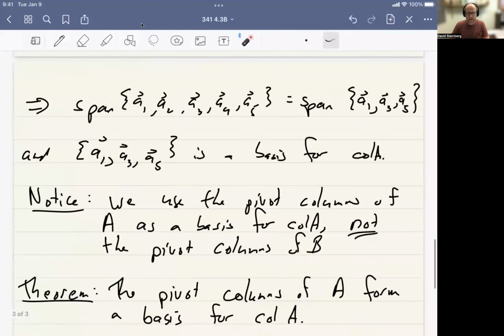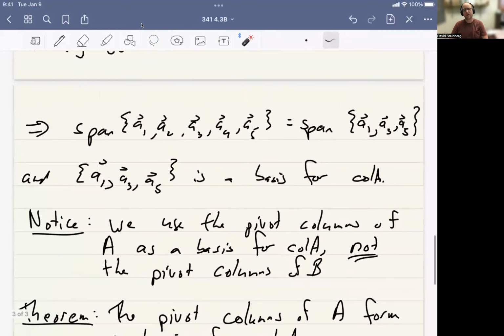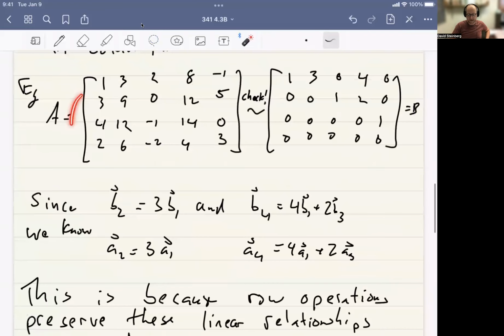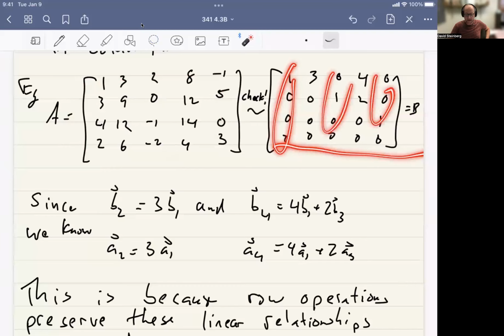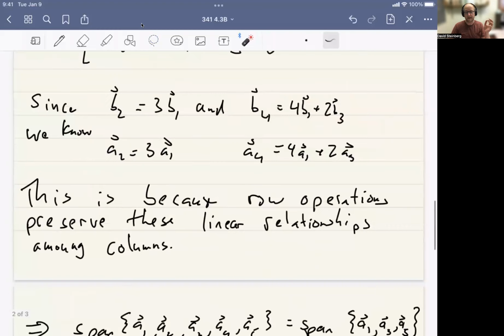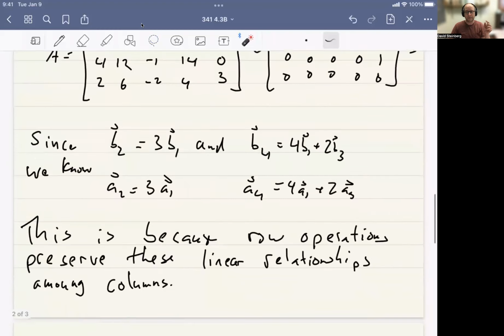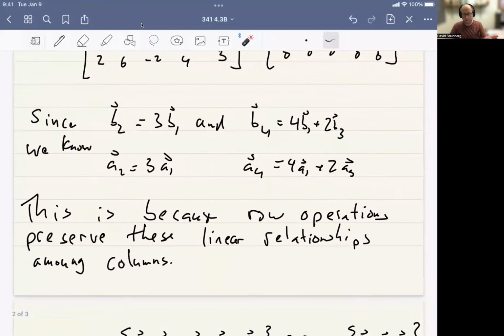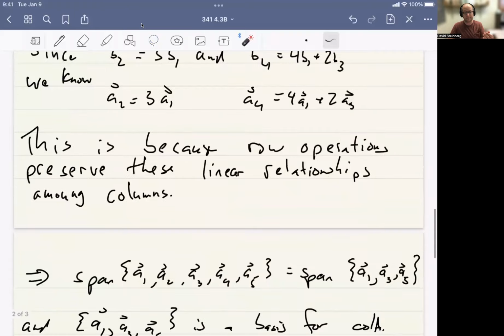And a little note here, it's easy to get confused. The basis of the column space of A is going to be made out of pivot columns of A. So in practice, we take our matrix, reduce it to echelon form, find the pivot columns, and then select the corresponding columns from our original matrix. And that forms the basis of the column space of A. It is not true that the columns of the echelon form make a basis for the column space of A.